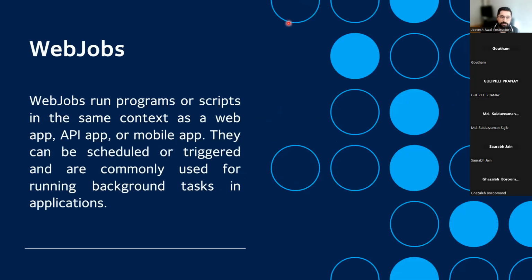Another thing that you could be doing is web jobs. Web jobs run programs or scripts in the same context as a web app, API app or mobile app. They can be scheduled or triggered. So this is basically like jobs. Let me give you an example.